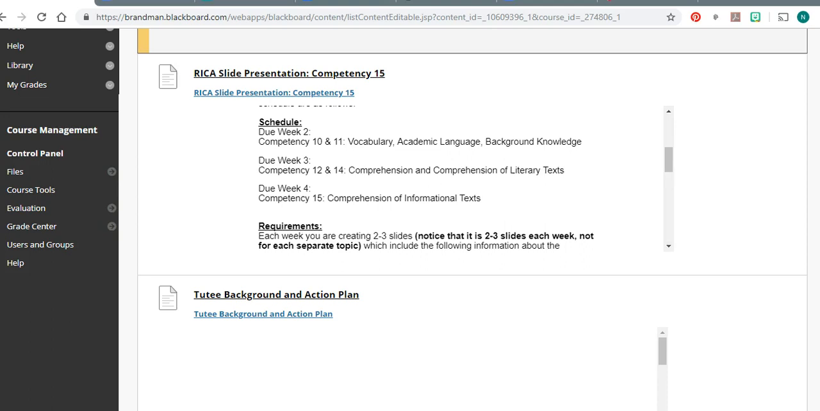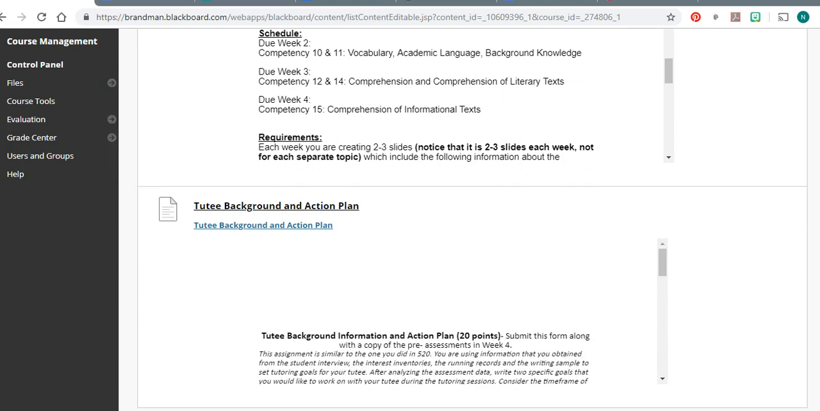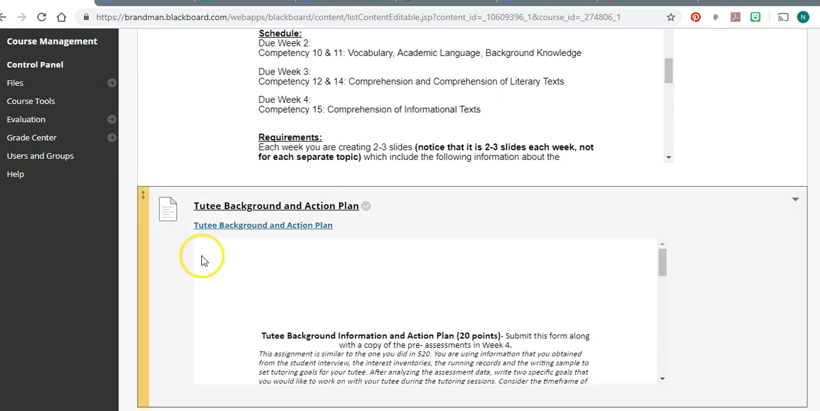So now we're doing informational text. Yes, you have to resubmit the link each week. So even if you finish them all during that first week, I only graded that 1 week, so please submit the link each week so that I know, it kind of signals to me to go ahead and grade it. And then the other assignment is your tutee background and action plan.